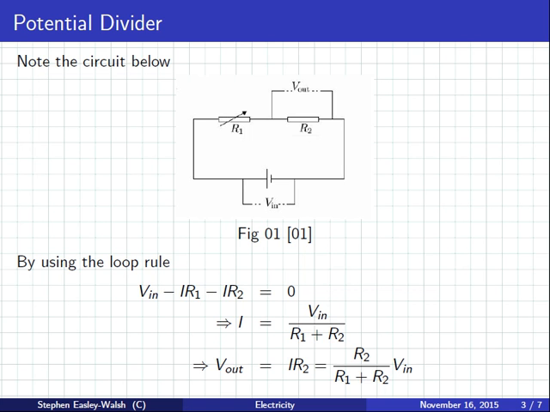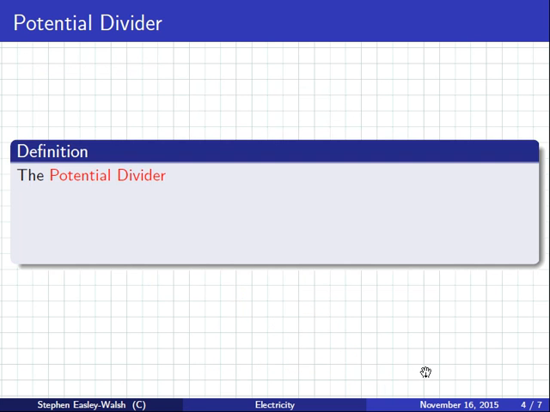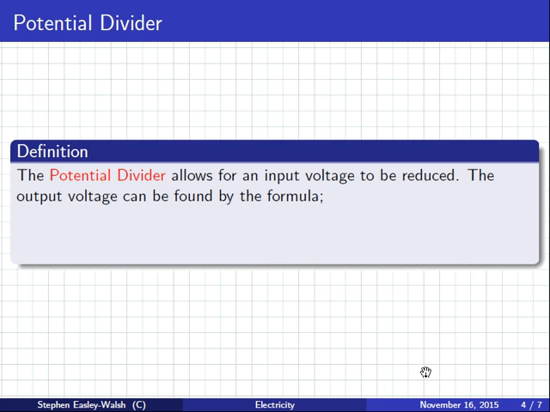Okay, continue? So the potential divider allows for an input voltage to be reduced. The output voltage can be found by the formula here. So this is the key formula for this lesson.